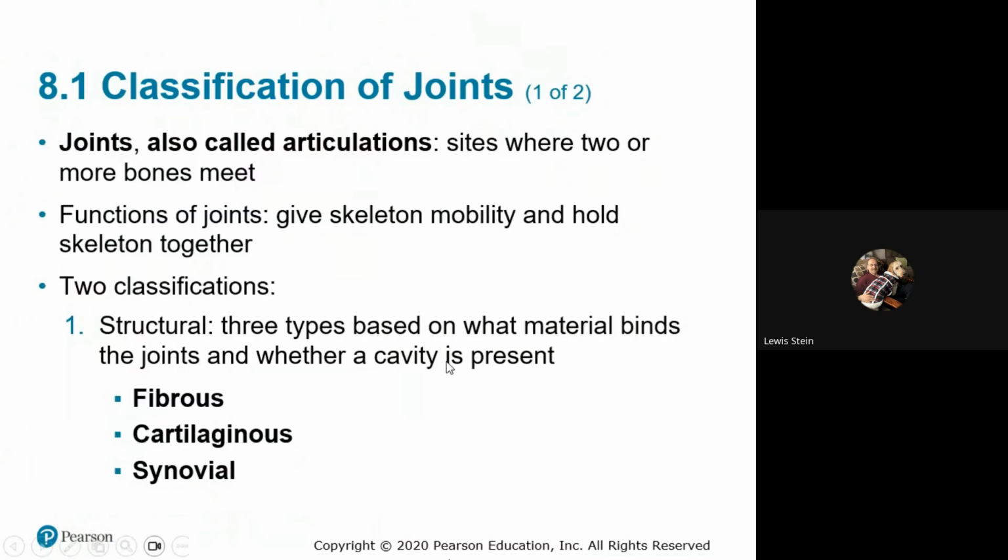So structural, based on what material binds it. Fibers. You would think that would have the most movement. It doesn't. The skull sutures. Those fibers, as the baby begins to mature, what happens a lot with fibers, as in scar tissue, is they begin to shrink, pull tighter and tighter. So the union between those bones is made of very tough, insoluble fibers that are holding those bones together. So a fibrous union has the least motion, and it does not have a marrow cavity.